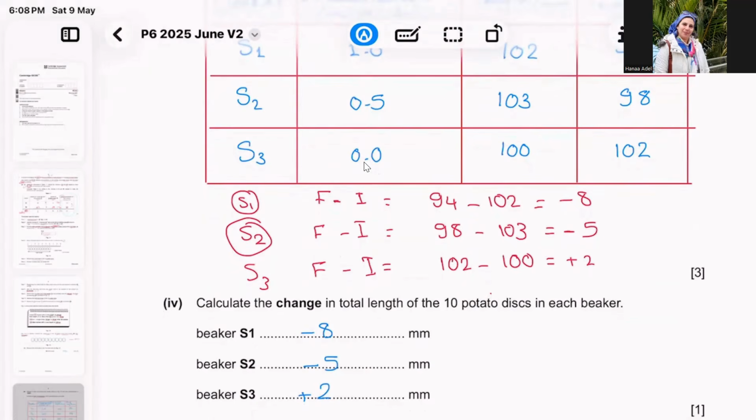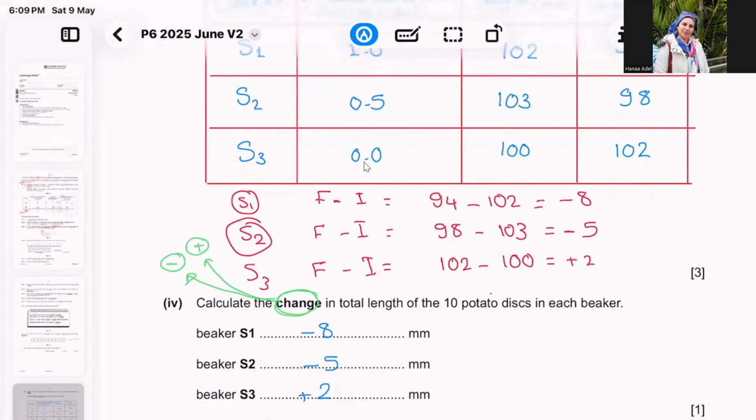I know that in the mark scheme, they just wrote the value, the answer directly. But if we have the word change, this change may be positive, which means it increases, or negative. So I think we have to take into consideration whether it increases or decreases, the change by increasing the value or decreasing it.